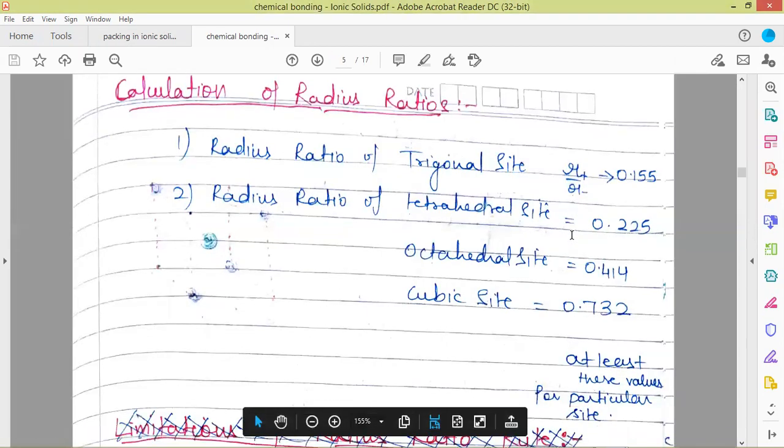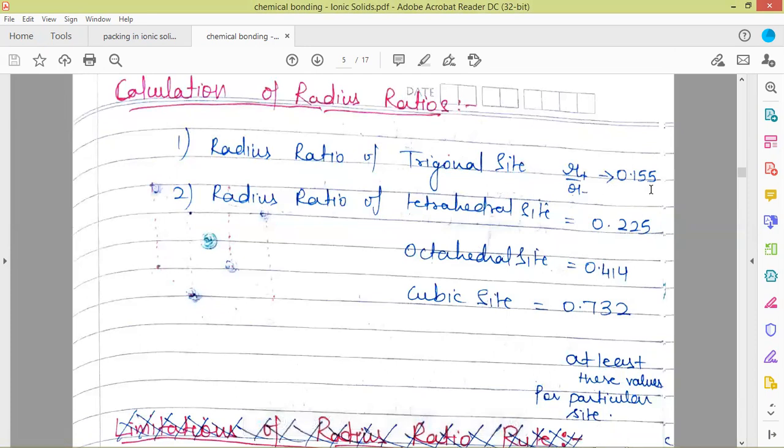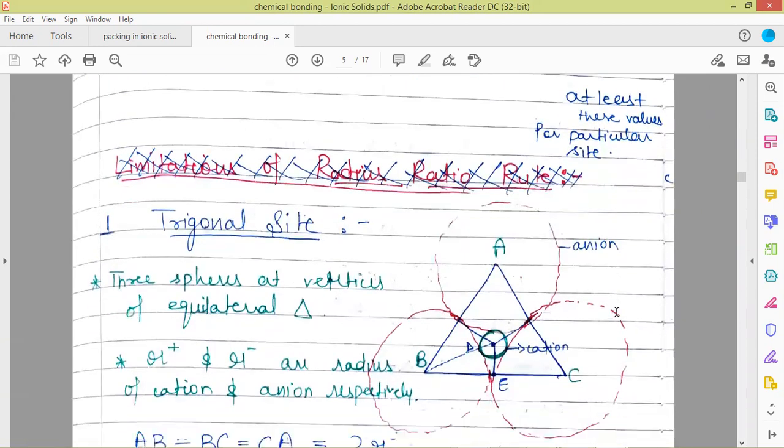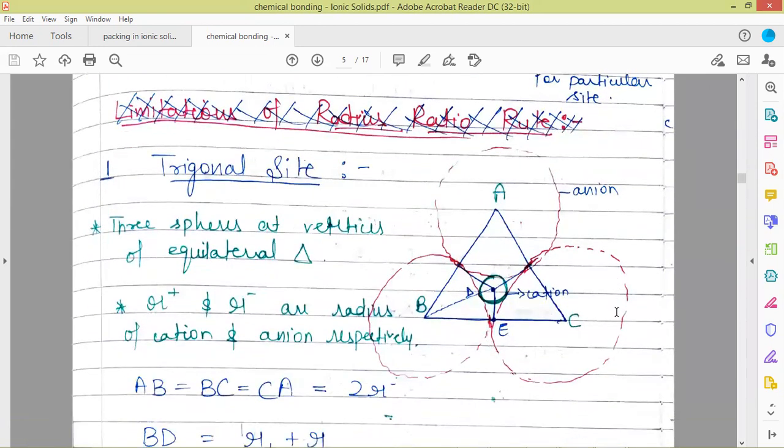These are the radius ratios calculated for the sites. For occupying the trigonal site, the radius ratio must be at least this value, and only then are the cations going to occupy that site made by the counter ions. The minimum radius ratio for the tetrahedral site is 0.225, for the octahedral site 0.414, and for the cubic site 0.732. Now we'll see how these values have been calculated using the arrangement.